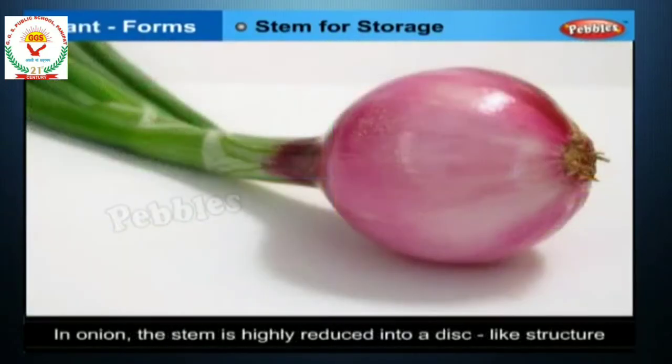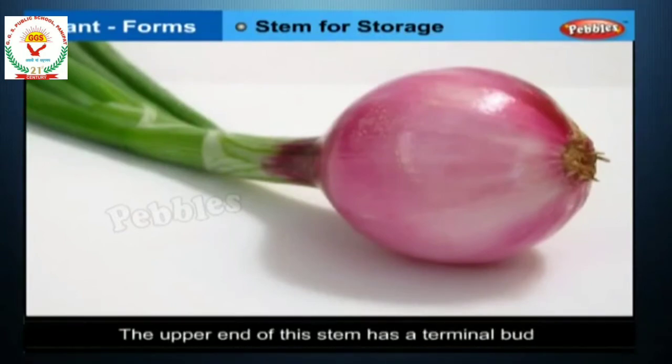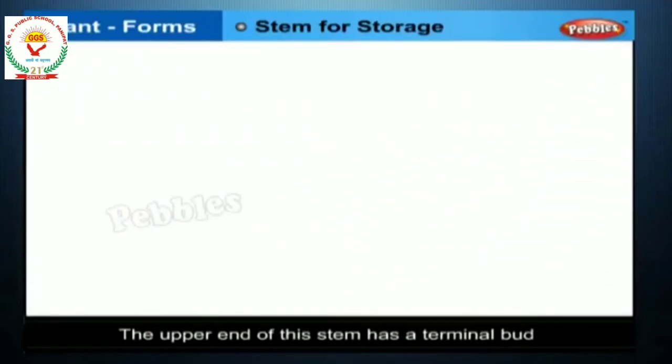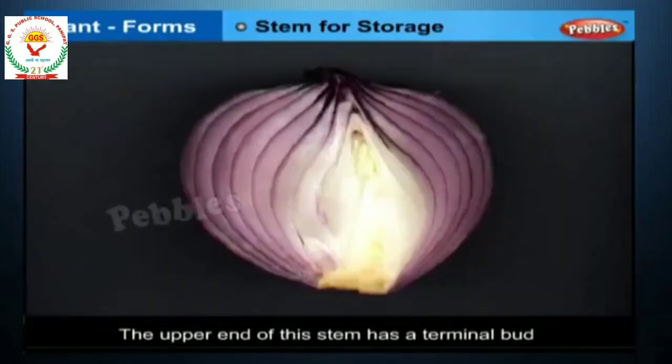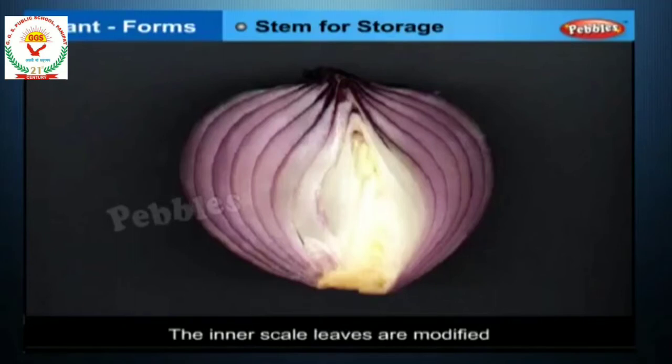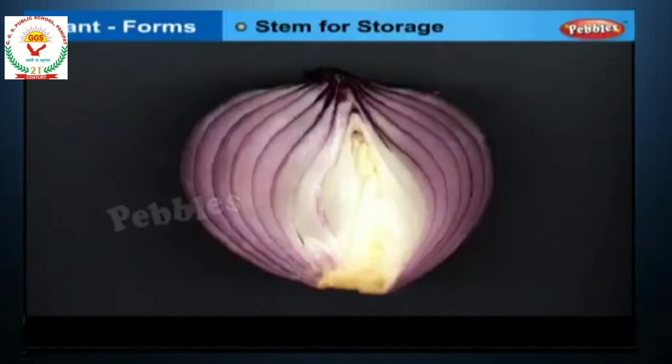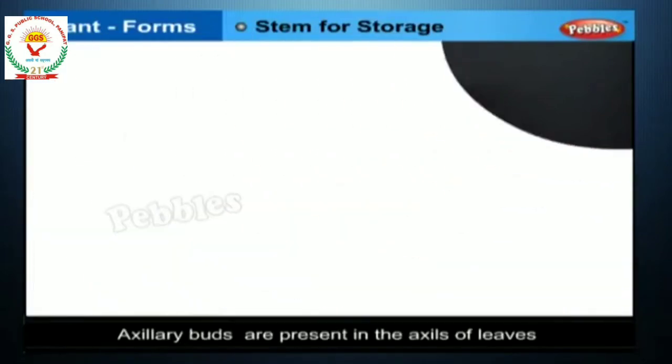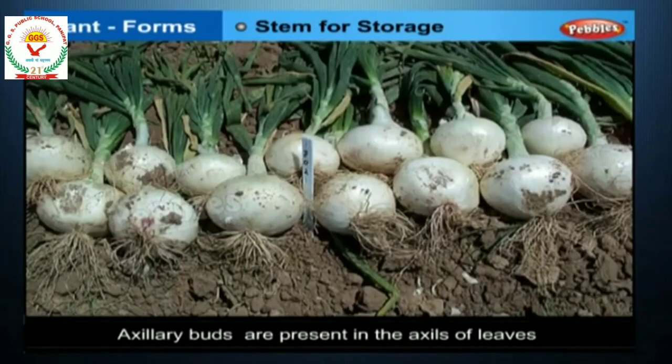In onion, the stem is highly reduced into a disc-like structure. The upper end of this stem has a terminal bud which is surrounded by two types of scale leaves. The inner scale leaves are modified. These are fleshy and store food and water, while the outer ones are dry. Axillary buds are present in the axils of leaves.